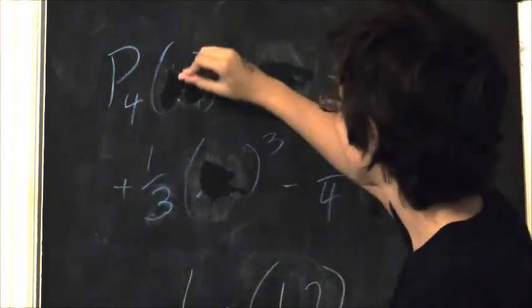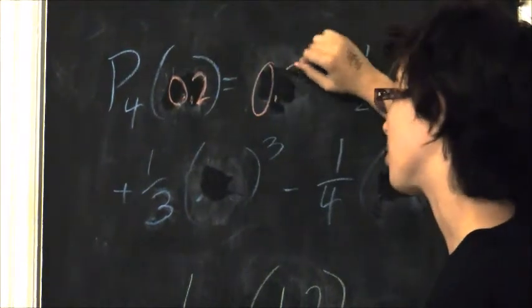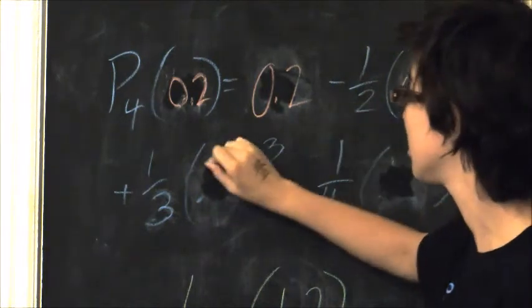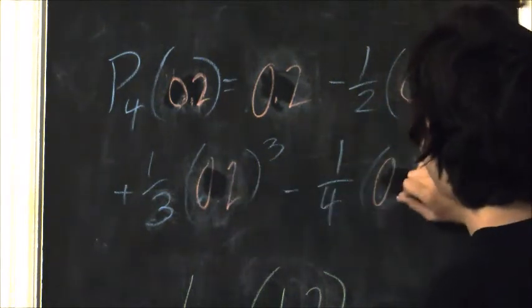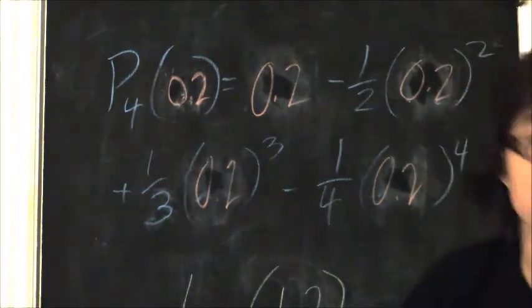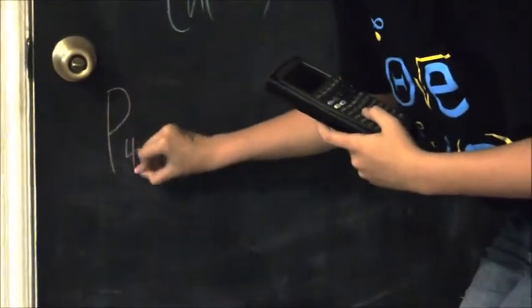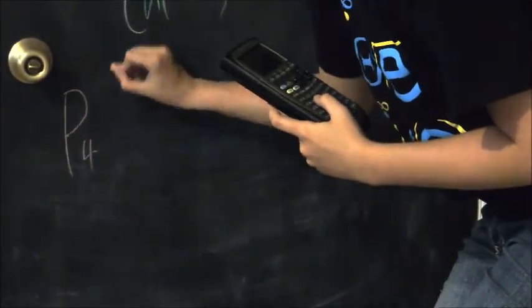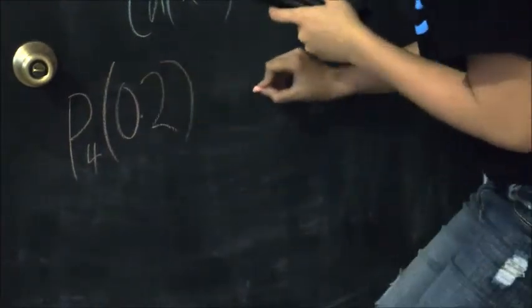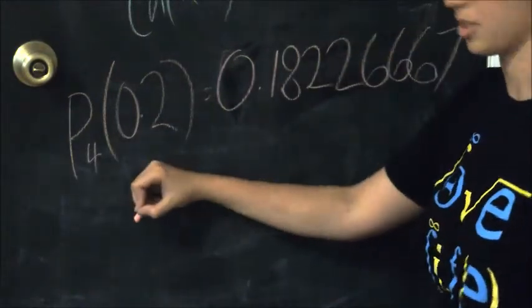And we have 0.2, 0.2 here, here, here, here, everywhere. So, plug this into your calculator, and I already did the calculation, and I got, go down here, I got this as P of 4 of 0.2.